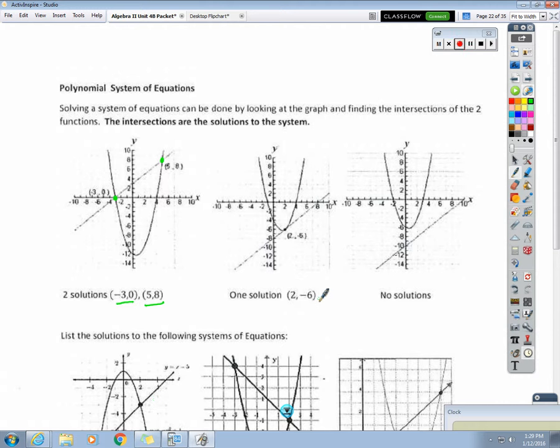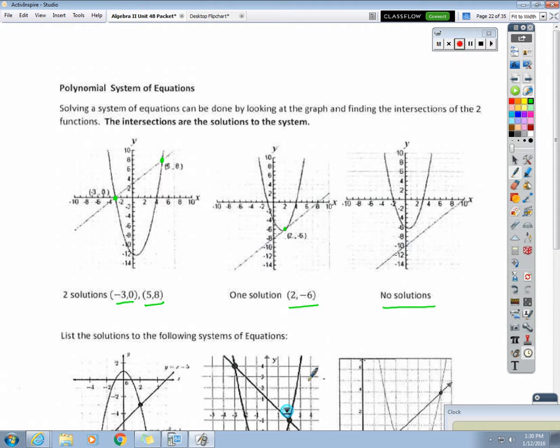Now with the next one, we're still dealing with a quadratic function, which is a parabola, and a linear function, which is a line, but this time there are how many intersections? 1. And to get to that intersection, you go right 2, down 6. So that's why the one solution is 2, negative 6. Okay, then the third scenario is when they do not intersect at all. And so if an intersection is the solution, no intersection means no solutions.